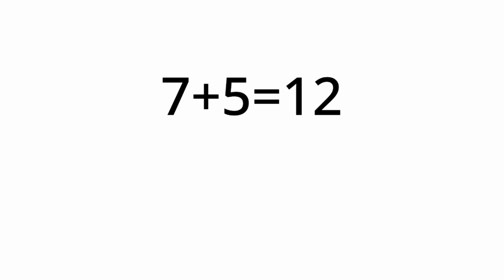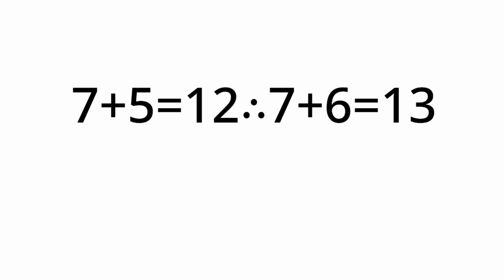Therefore is the last symbol on our list, and is probably the weirdest out of them all. This mathematical symbol literally just means the word therefore. So, for example, 7 plus 5 is equal to 12, therefore 7 plus 6 is equal to 13.